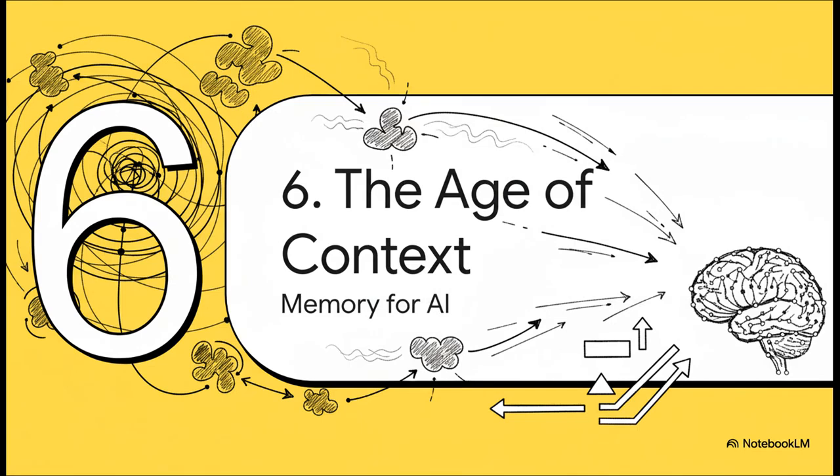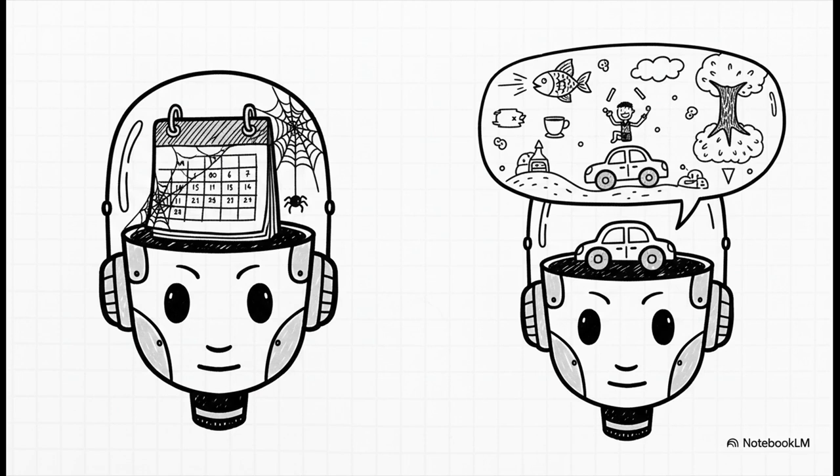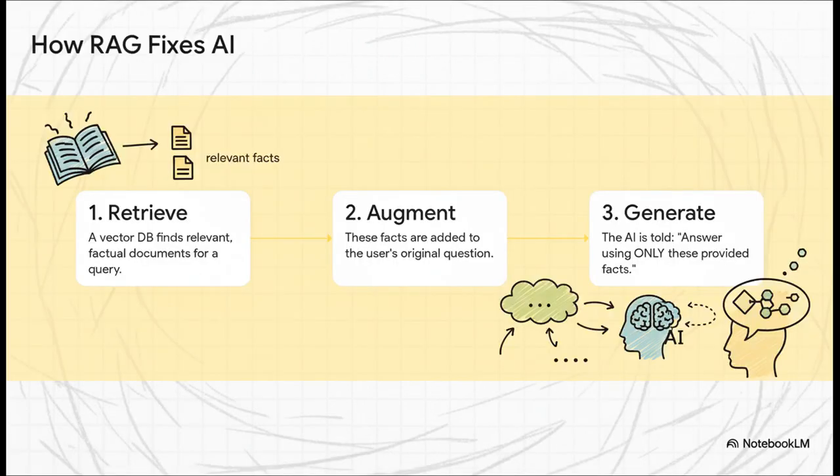Okay, so let's zoom all the way out, because this technology isn't just a better way to search. It's actually a fundamental building block for the entire future of artificial intelligence. We've all seen the big problems with tools like ChatGPT, right? Their knowledge is stuck in the past, and worse, sometimes they just confidently make stuff up, what we call hallucinations. Well, vector databases are the key to fixing this. The technique is called Retrieval-Augmented Generation, or RAG for short, and it's actually pretty simple.